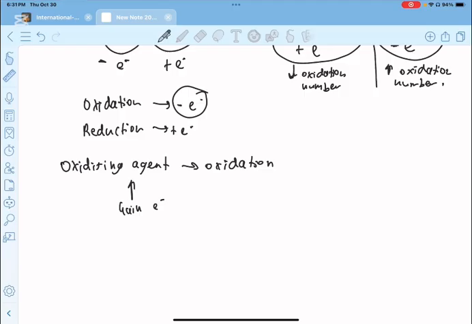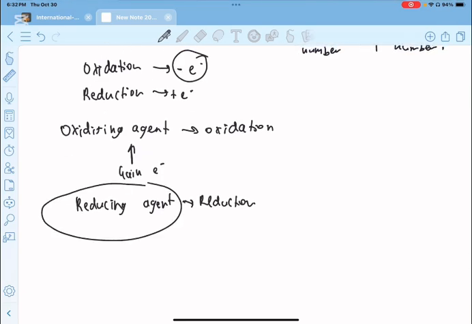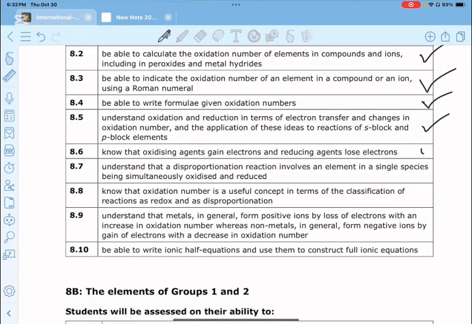So just remember that. And for reduction, a reducing agent will do the opposite, right? It causes reduction, and if it causes reduction, it means that a species is going to gain an electron. So a reducing agent will give that species an electron in order to reduce that species. So it will lose an electron, okay? That basically sums up that part of the specification.